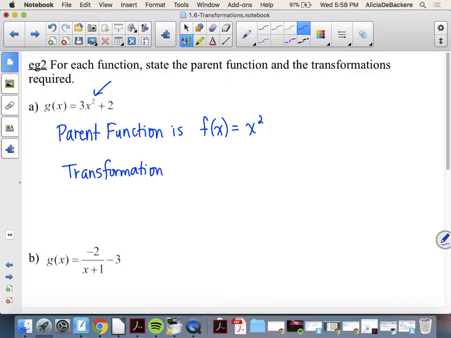First, I always start by looking at my multiplier. My multiplier here is 3, so I'm multiplying x squared by 3. That tells me that I have a vertical stretch and the factor is 3.